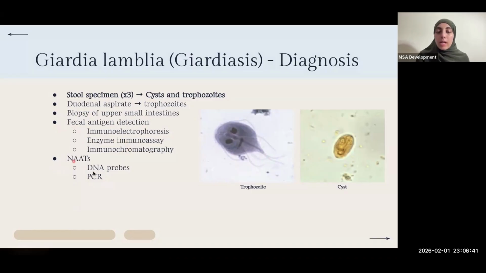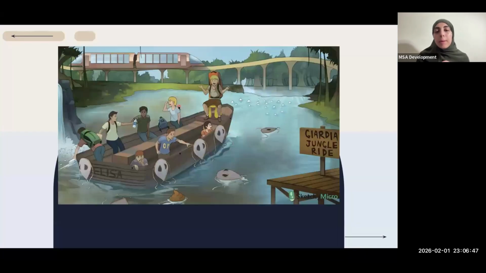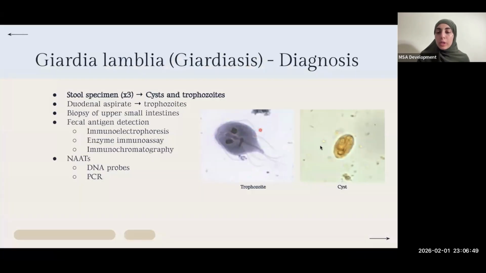There are other things like NATs, DNA probes, PCR, but most important is stool specimen to look for cysts and trophozoites. And remember the pictures, trophozoite and cyst. And if you see a face looking at you, it's Giardia, okay?